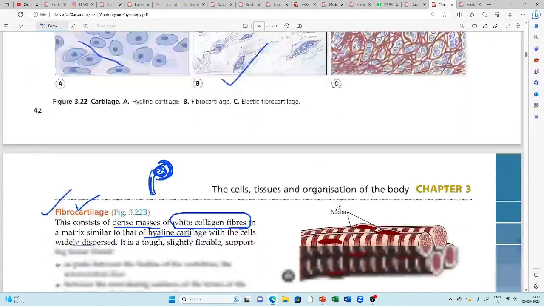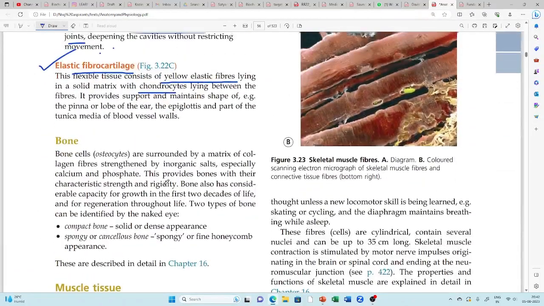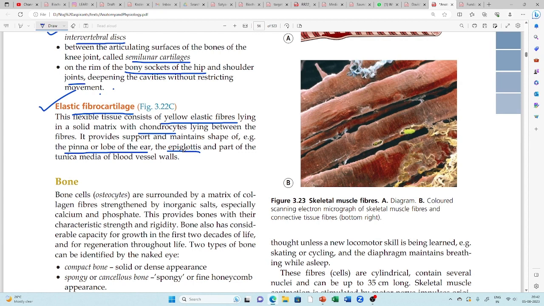That is elastic fibrocartilage. A common question on elastic fibrocartilage is its presence in the ear pinna. Your external ear is called the pinna or lobe of the ear, and it is made up of elastic fibrocartilage. Moreover, one lid of the larynx in our body is called the epiglottis, that is also made up of elastic fibrocartilage only.